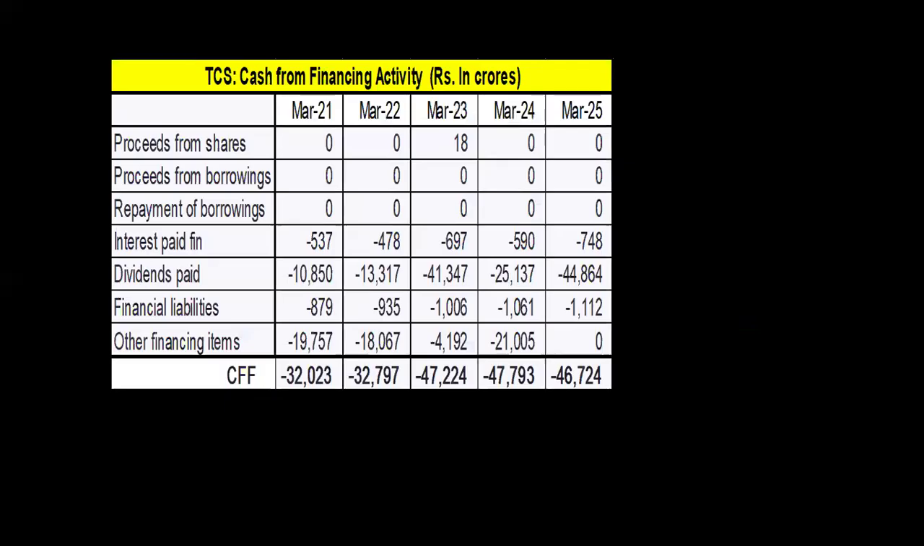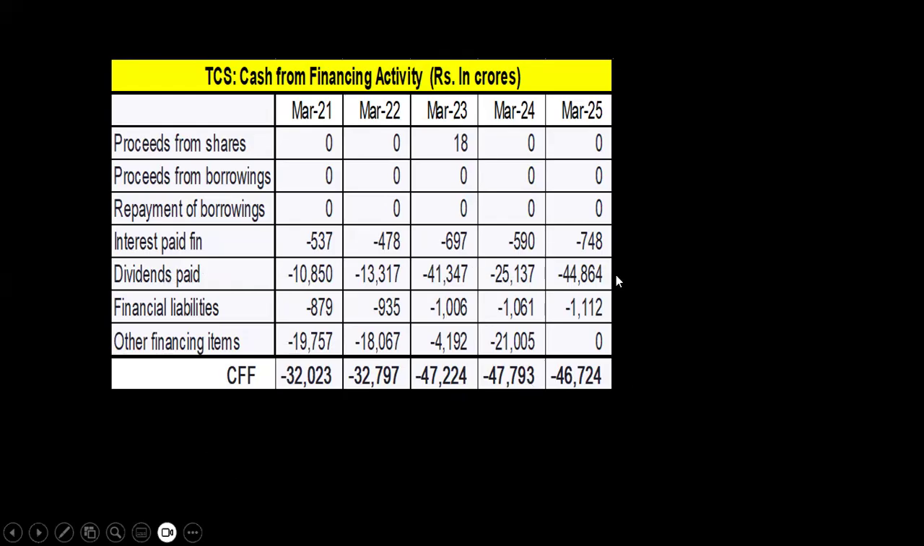To do that, let us see the cash flow from financing activity of one of the well-known companies like TCS. We can see that all through 5 years, from March 21st to March 25, the cash from financing decision is negative. But if you observe the reasons for this negative, a significant part of the negative cash from financing is because of the dividend distribution.